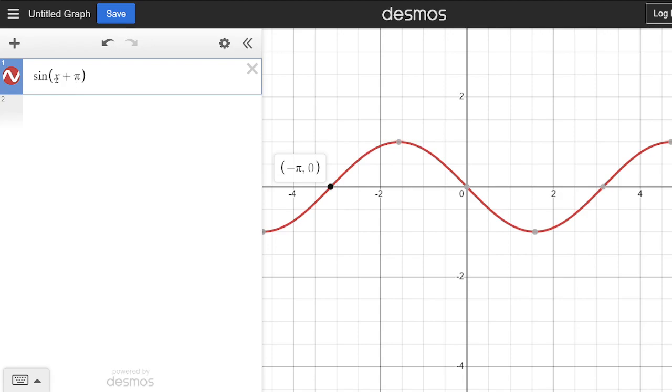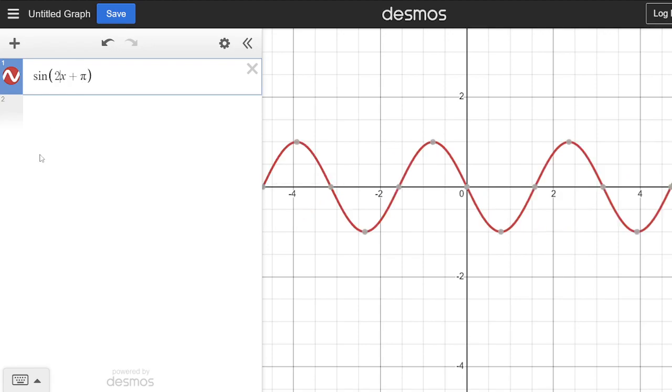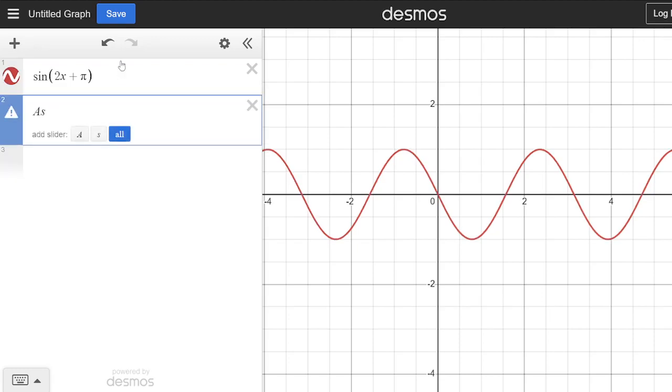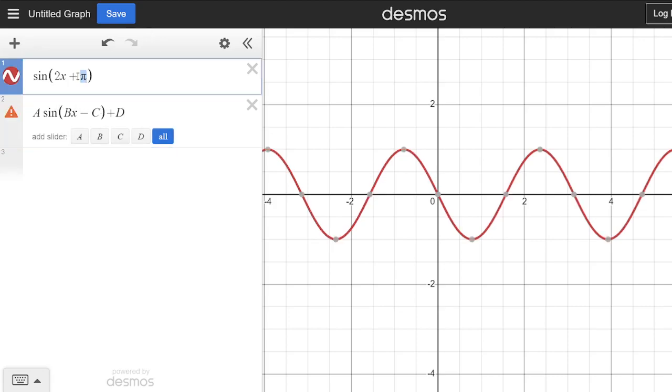Now, to further confuse things, let's put that 2 back. Now, my phase shift is pi over 2 instead of pi. Because again, as I said before, if we look at our standard form equation, which I guess I can just write here, it's a sine of bx minus c plus d, right? This plus pi is our minus c, so c must be negative pi. And this 2 is our b value, right?